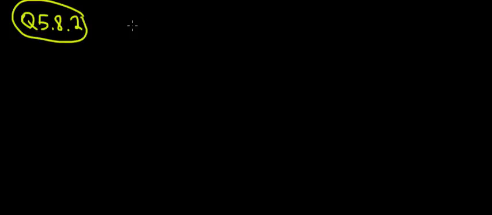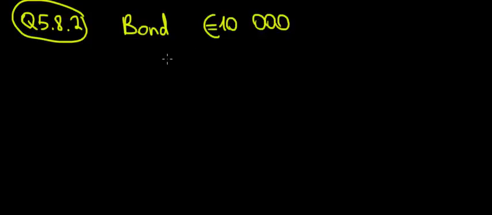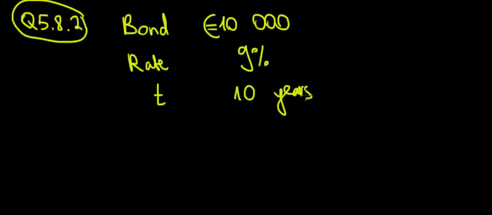Let's solve question 5.8.2. It's about bonds. So we have a bond that has a value of 10,000 pounds. Let's call it actually 10,000 euros because it's more comfortable. And the interest rate on that bond, so the rate is 9% and the lifetime is 10 years. This is the data, and let's solve with this data.